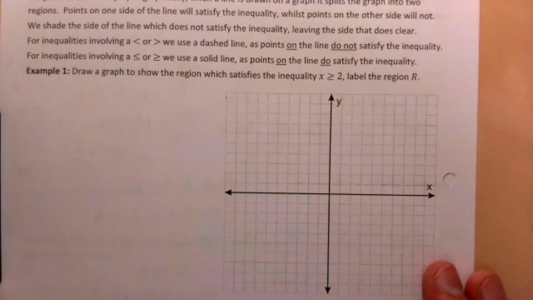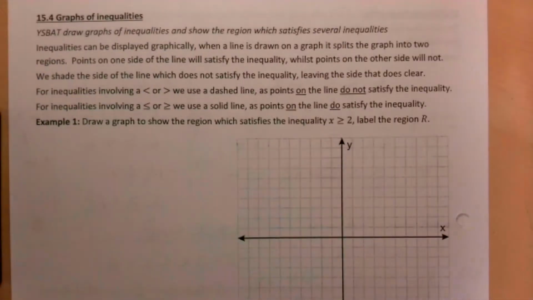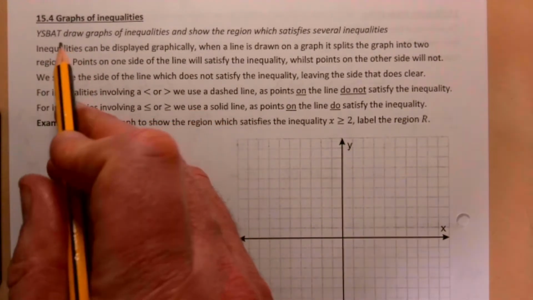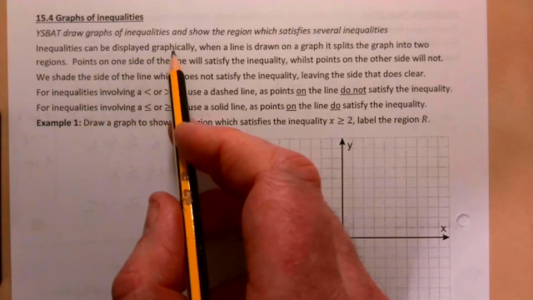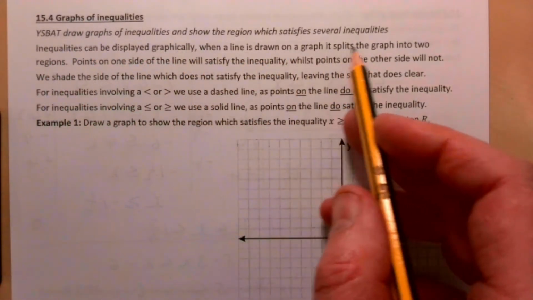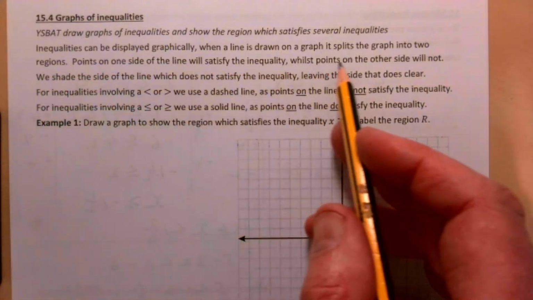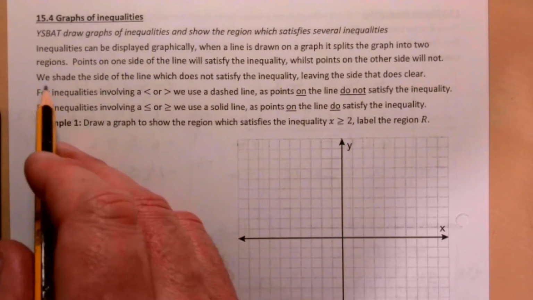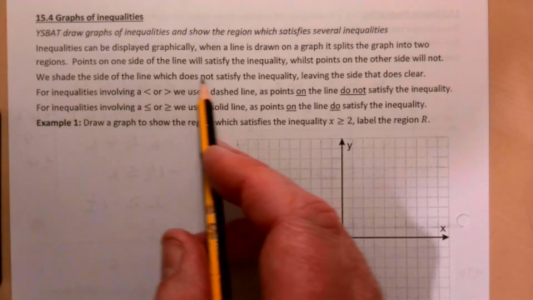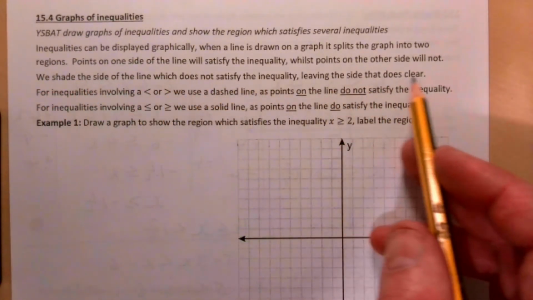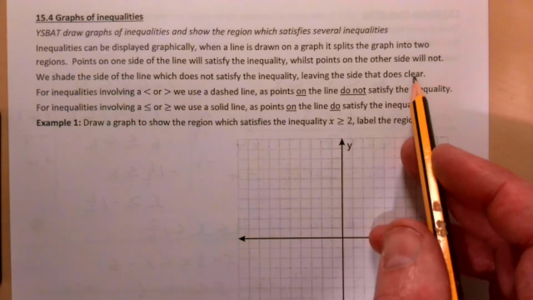Graphs of inequalities. These can be a wee bit of a hassle, but hopefully they're okay. Inequalities can be displayed graphically. When a line is drawn on a graph, it splits the graph into 2 regions. Points on one side of the line will satisfy the inequality, whilst points on the other side will not. We shade the side of the line which does not satisfy the inequality, leaving the side that does clear.